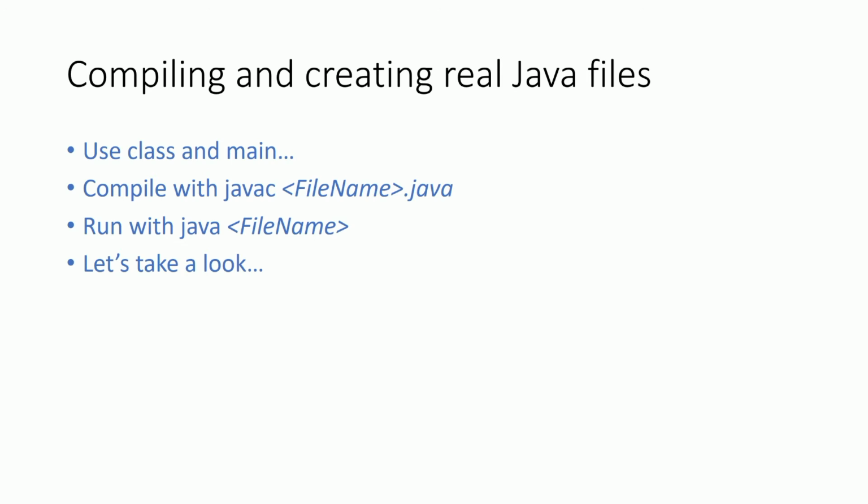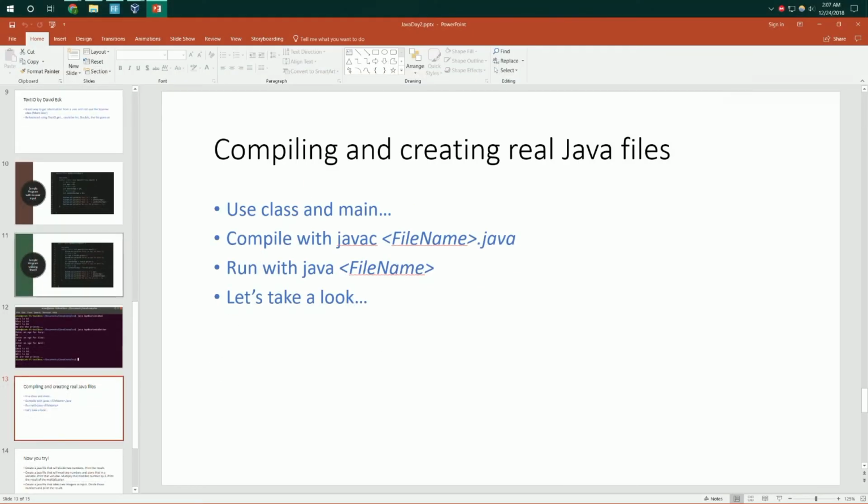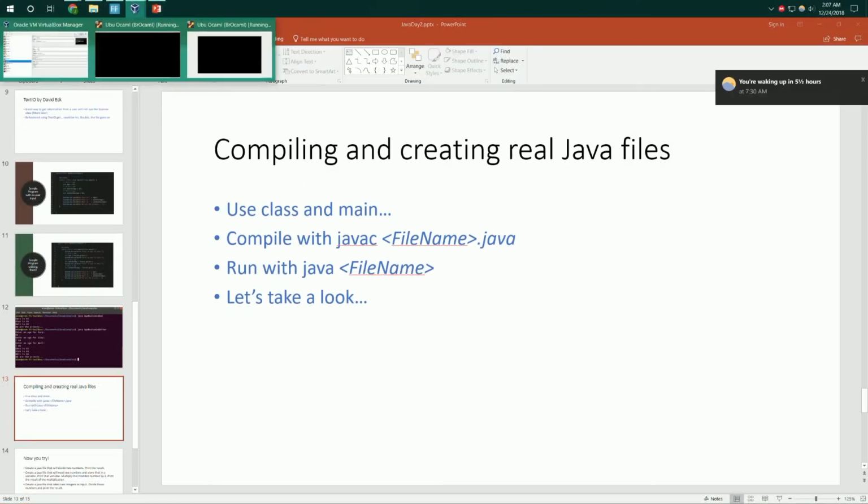And then we want to run that file. We're just going to say java and then give it the file name. And we're going to exclude that .java part because we don't need that anymore. So let's take a look at how the heck this works. And an example is perhaps the best way to do that.